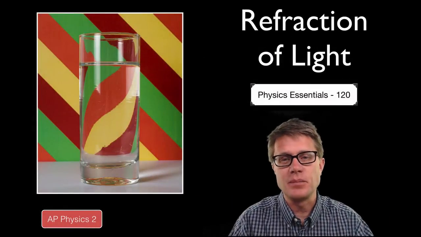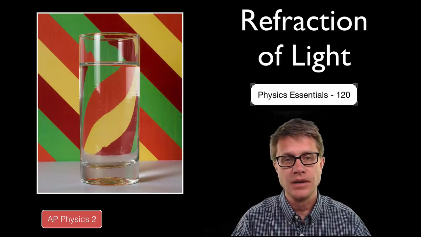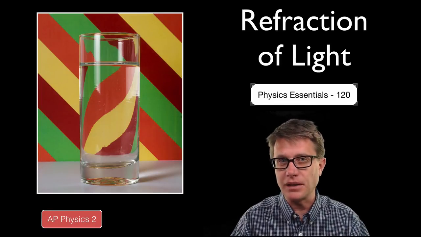Hi, it's Mr. Anderson, and this is AP Physics Essentials video 120. It's on the refraction of light, or the bending of light. And you can see in this picture here, there's a lot of bent light going on.